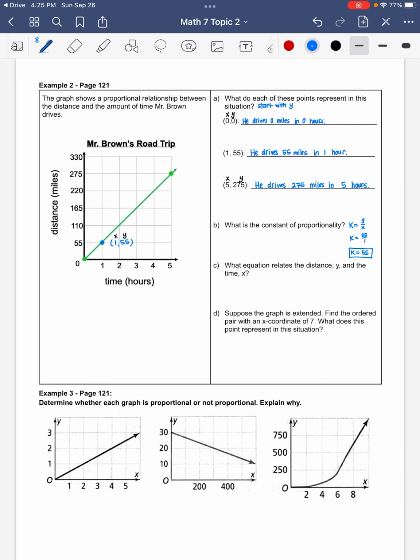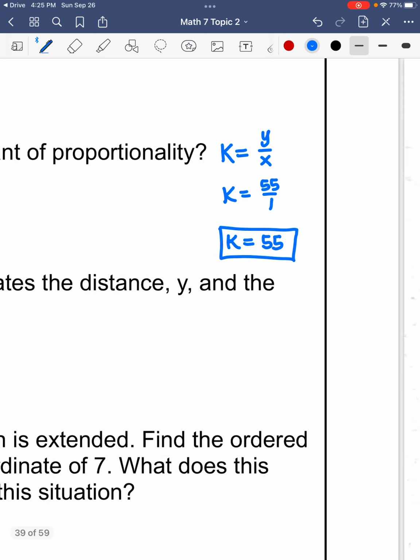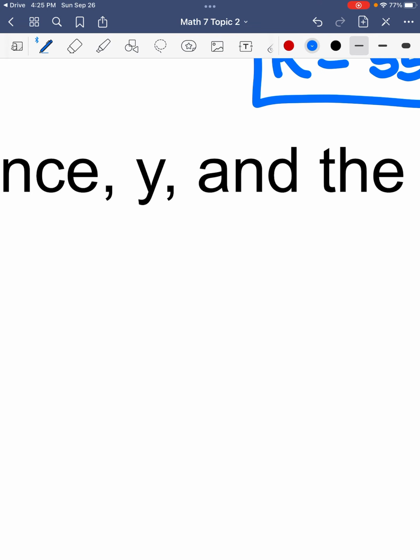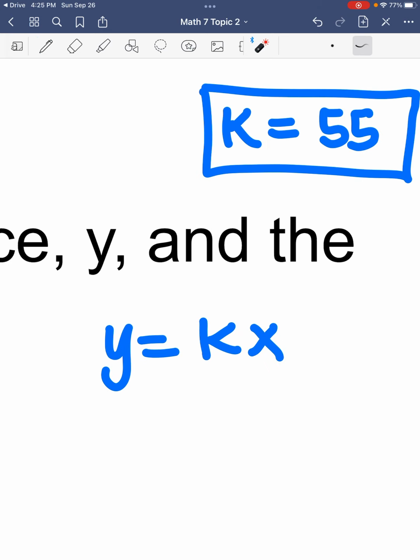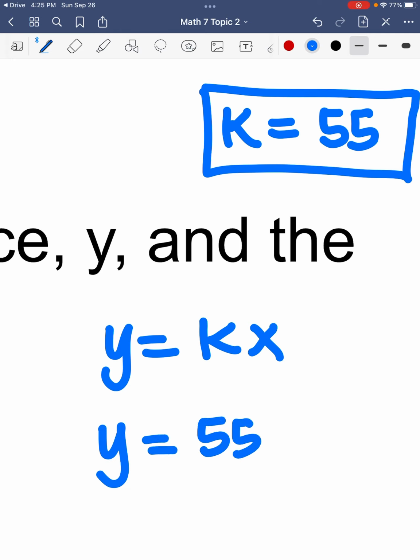So what equation relates the distance Y and the time X? So we're going to write an equation using K, Y, and X. And our formula for our equation is Y equals K times X. So all we have to do, since we've already found K, is plug it in right there. That's the only thing that we need to do here. So our equation is Y equals 55 times X.